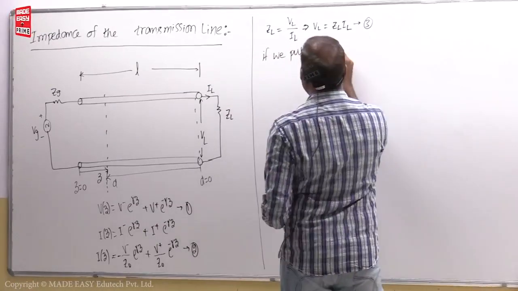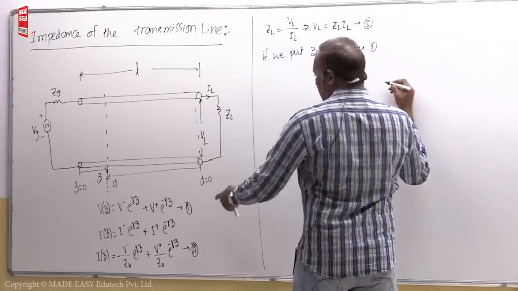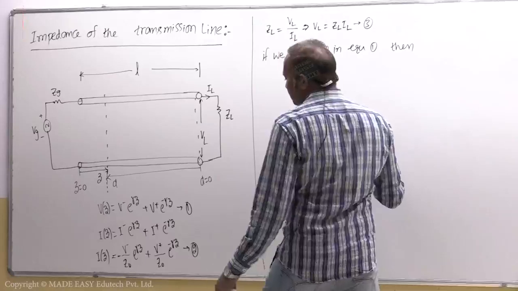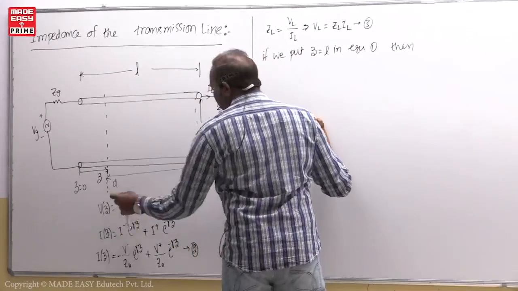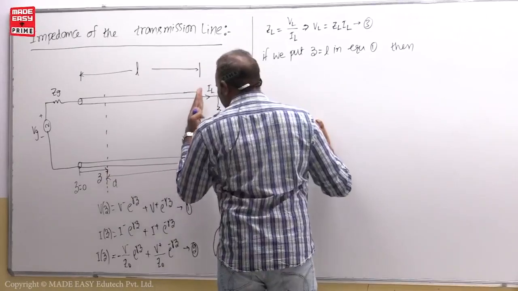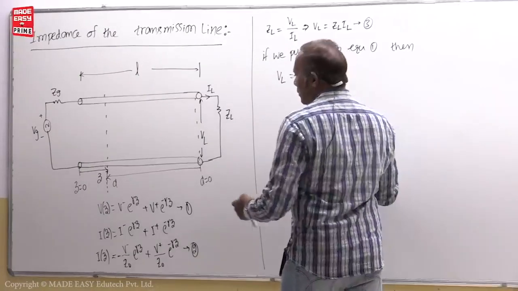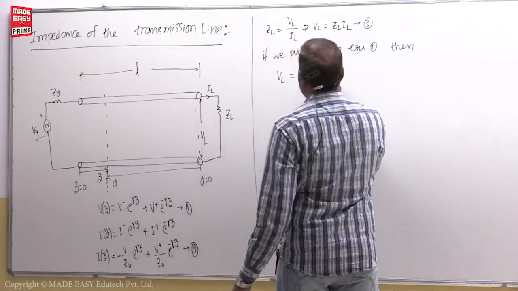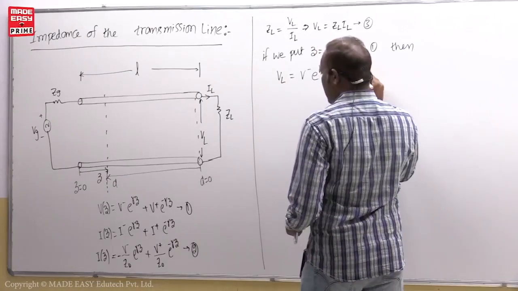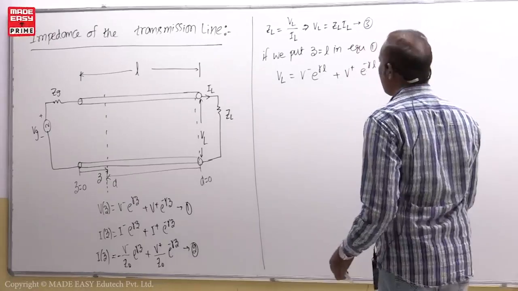So if we put z equal to L in equation 1, then what you get is V_L, that is the total voltage on the transmission line at the load. So V_L is equal to V minus e^(gamma L) plus V plus e^(minus gamma L). Okay.